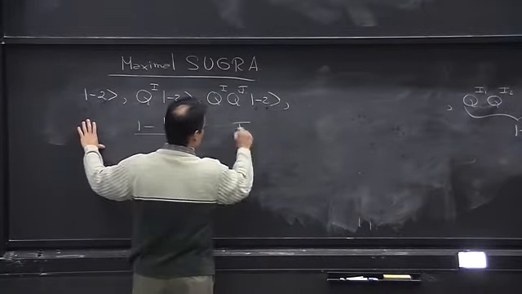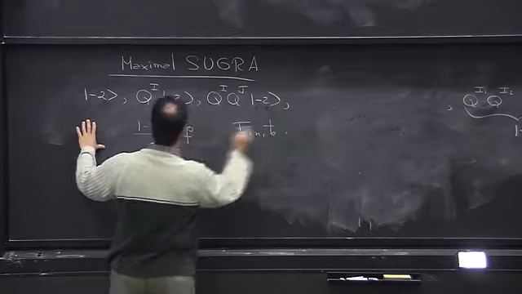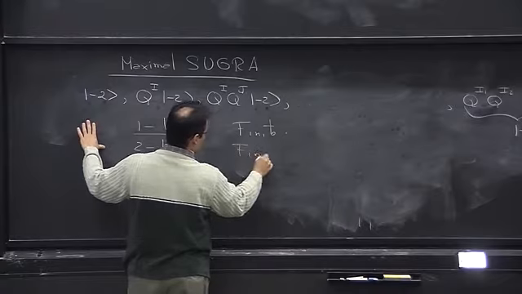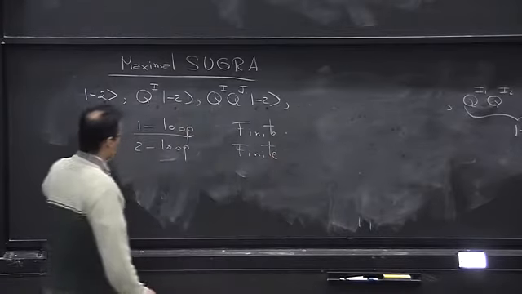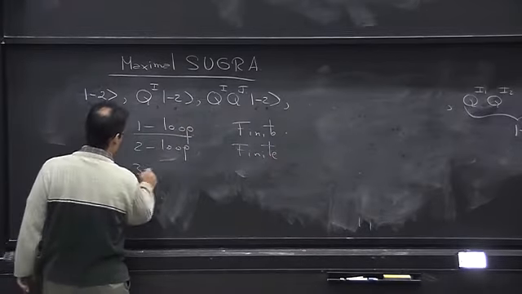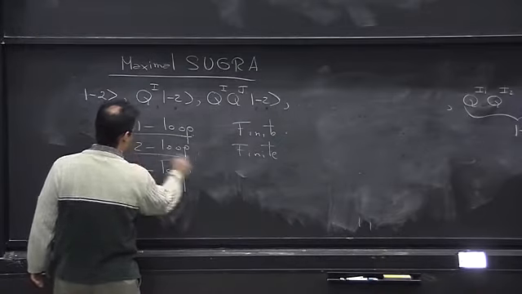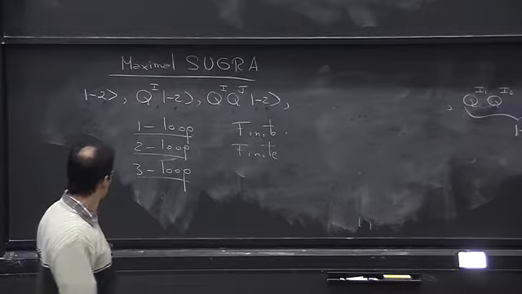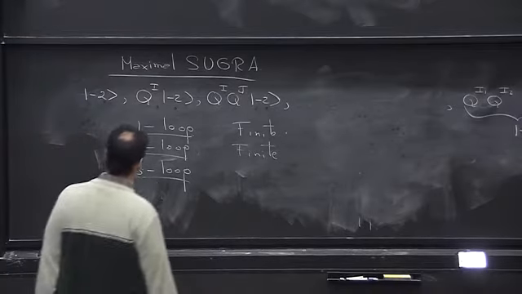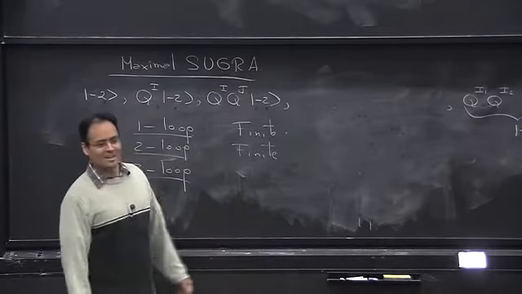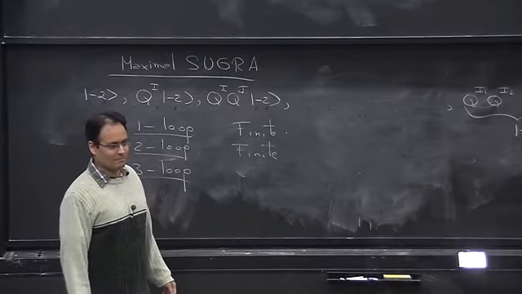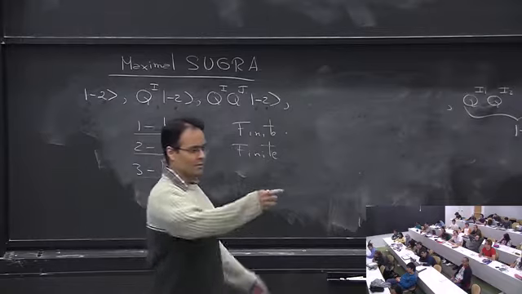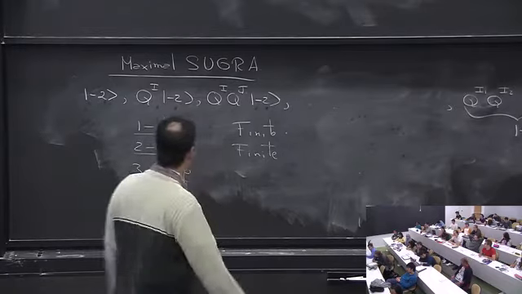But still, we can take this theory and do our little table again. At one loop, of course, it is finite. At two loops, it is also finite because this was true for any supersymmetric theory. How about three loops? Any ideas? You say finite. What do you say? Diverges.